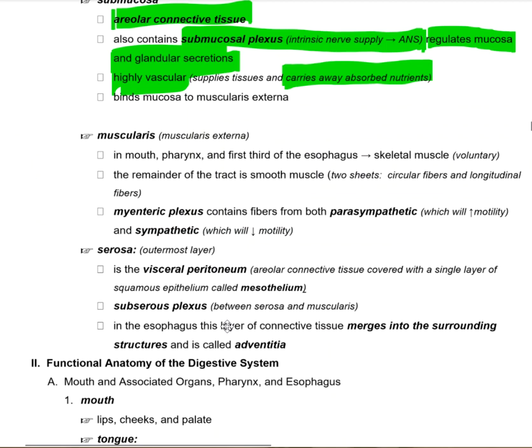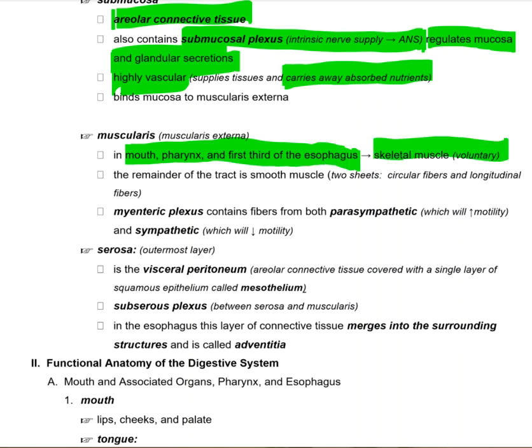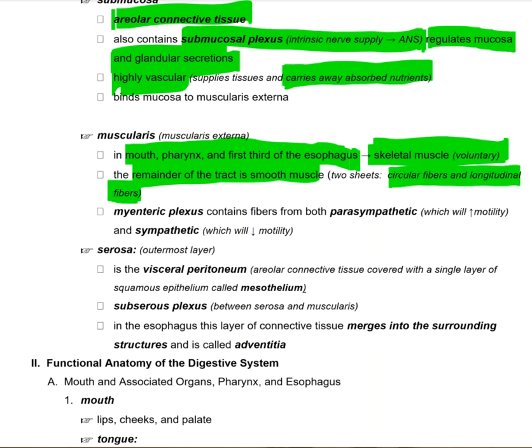So the muscularis externa is skeletal muscle in some places. So places where you have control, like your mouth, your pharynx, and the top of your esophagus, it's skeletal muscle. So you can help initiate swallowing and move food in those areas. The remainder of the tract is smooth muscle, okay? And it's generally 2 sheets, circular fibers and longitudinal fibers. In certain organs, like the stomach, there are 3 sheets there.